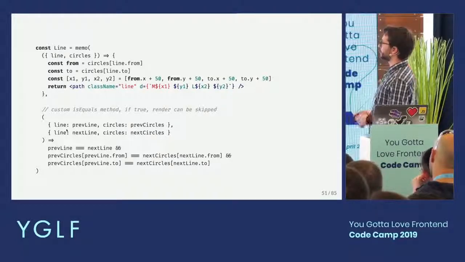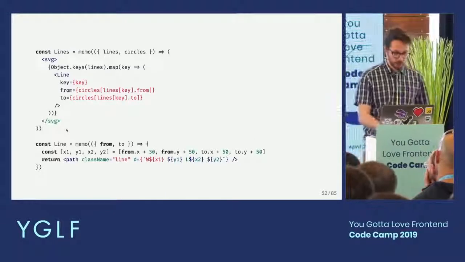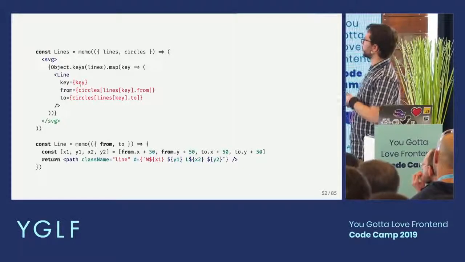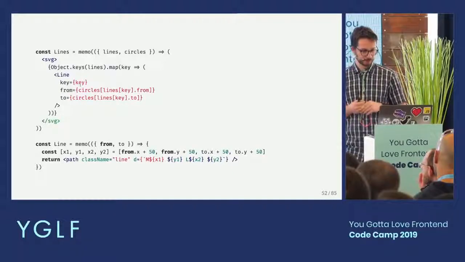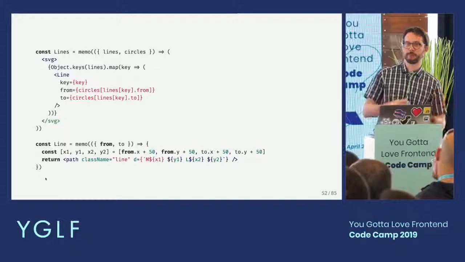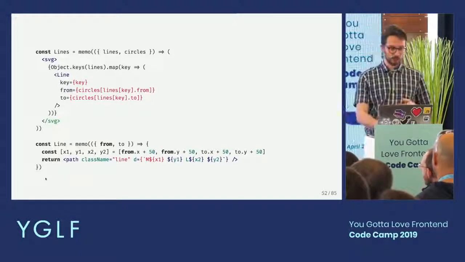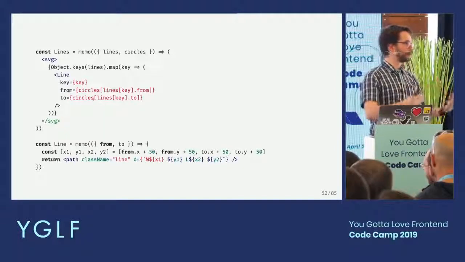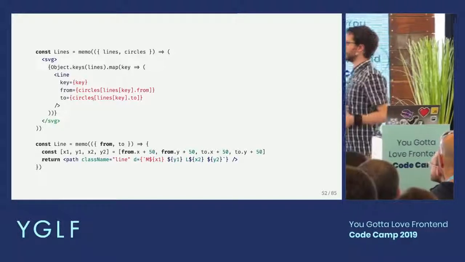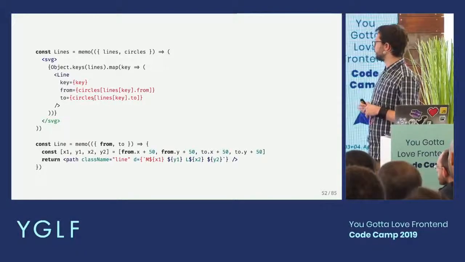Luckily, we can hack around this and avoid it. We could also have solved it this way. We make the lines component responsible for looking up the right circles. So that at least keeps things a little bit more simple. But in my opinion, now the abstraction starts to leak. Why should the component that is responsible for drawing a set of lines know that it needs to look up circles? So this fixes the performance, but I don't think it's better.